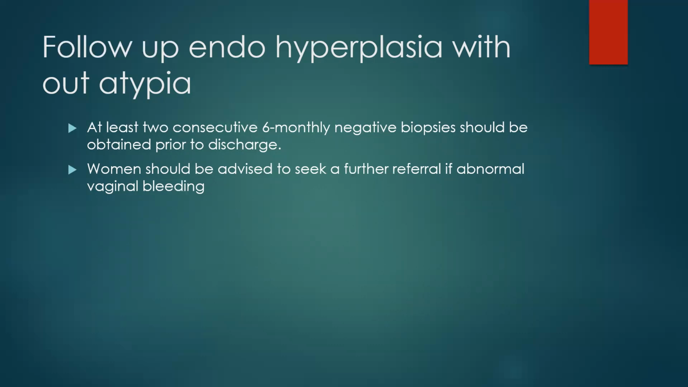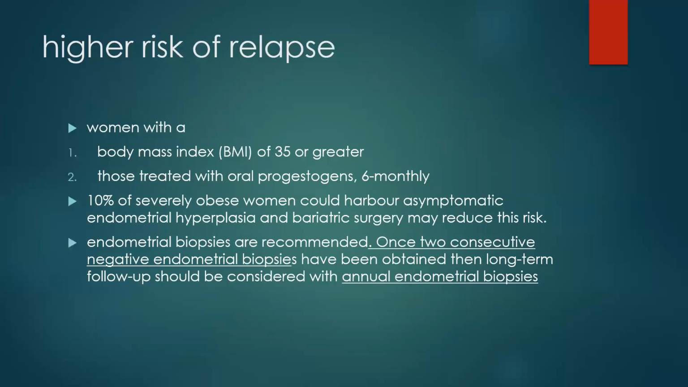After 2 six-monthly negative biopsies, we will tell the patient that now you are fine, we will discharge you, and you can come to us if in the future you find abnormal vaginal bleeding again. Women should be advised to seek further referral if there is abnormal vaginal bleeding. This is for the patient in whom we have given LNG-IUS.